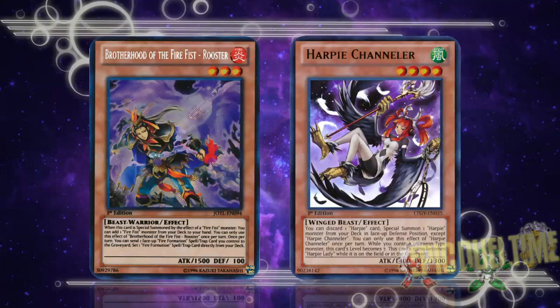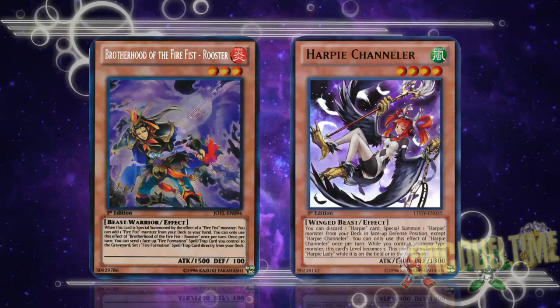So, we're seeing two different effects, and I want to talk about why they're different. The Rooster's first effect says, you can only use this effect once per turn. So, if you had Rooster, and you went and negated his activation and destroyed him with Herald, and I had another Rooster somehow to special summon with the effect of a Firefist monster, I still can't use that effect again. Because it doesn't say you can only activate the effect, it says you can only use it.